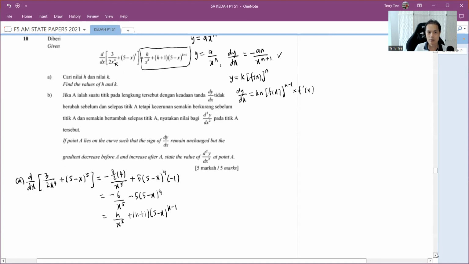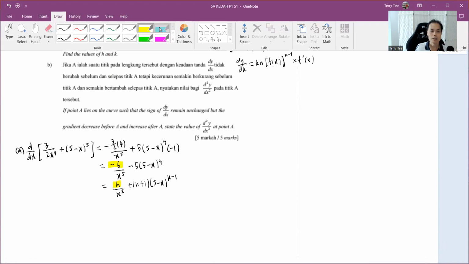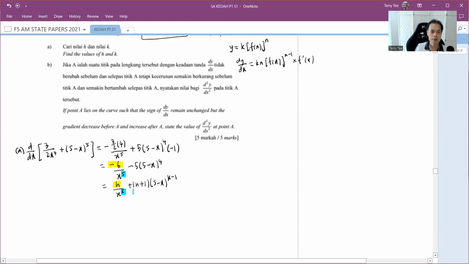Now, actually, I feel that the question gave too much information. It's just not necessary for you to do both, because even if you do the first one, you'll be able to find your k and h. Now, look at this. Your h is what? By comparison, we can straight away see, okay, I'm just going to highlight for you. This is my h, right? And this is my k. Look at the power, right? So by comparison, yeah, my h is negative 6, my k is 5.